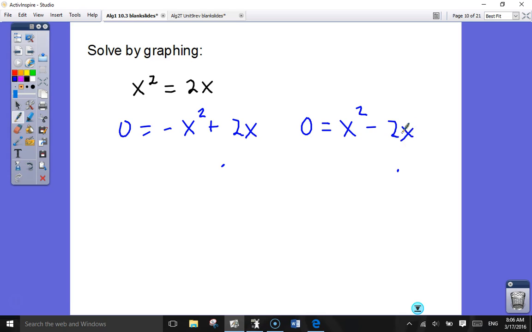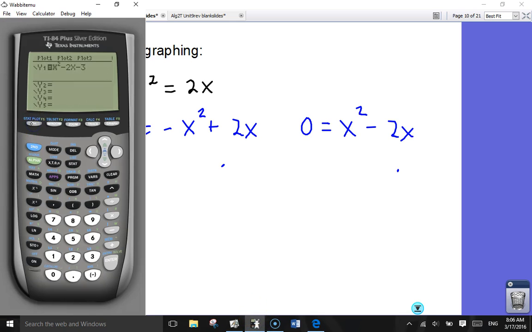We've got 2 different parabolas there, right? Okay, what's the next step? We'll do the one on the left. What's the next step? Go to the calculator. Y equals, clear, negative x squared plus 2x. You could just hit graph. Okay, the first option was just look at the graph. Does it look good? There's a parabola. How many x-intercepts do you see?